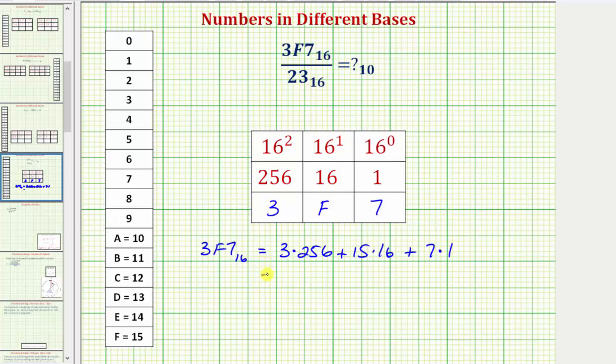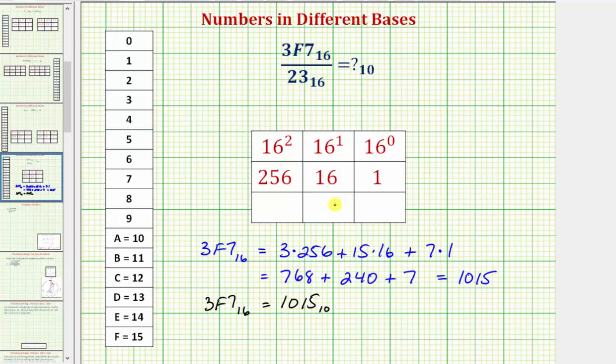3 times 256 is equal to 768, plus 15 times 16 is equal to 240, and of course 7 times 1 is 7, so the sum is equal to 1015, which means 3f7 base 16 is equal to 1015 base 10. And now let's convert 23 base 16 to base 10.